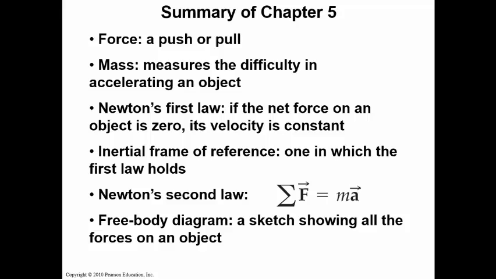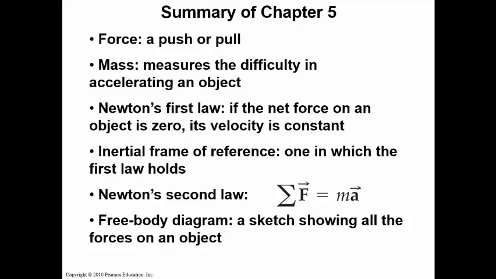So, in Chapter 5, we've learned the difference between a force and a mass. A force is a push or pull, measured in newtons. Mass measures the difficulty of accelerating an object, measured in kilograms. The first law says that an object will stay in a state of motion unless a net force acts on it. It could be at rest, or it will be moving at a constant velocity, unless there's a net force greater than 0 acting on it.